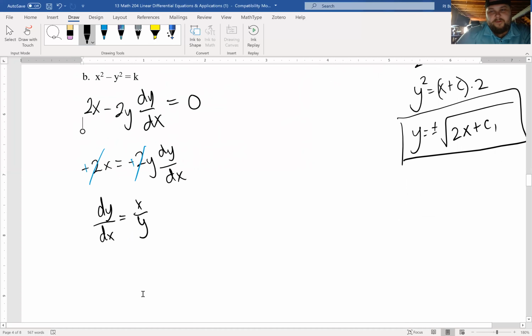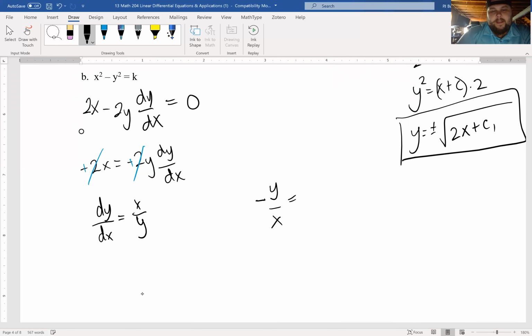Now that's for my first function. I need the opposite reciprocal. So opposite would be negative, and the reciprocal there would be y over x. And now I'm setting that equal to dy/dx. So I'll put OR there for opposite reciprocal.